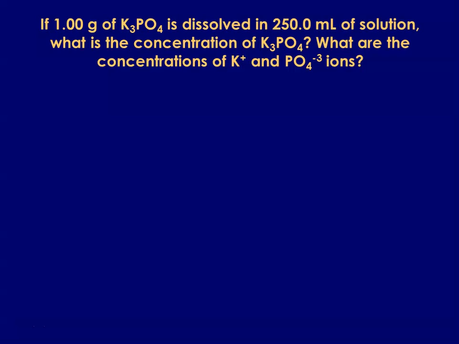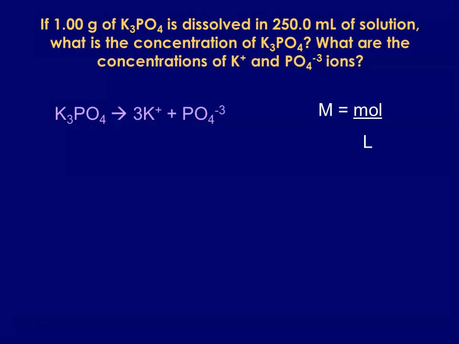Here we have 1 gram of K3PO4. We're dissolving it in 250 mL of solution. We want to know the concentration of K3PO4. And this time I do think you're going to see a difference in your ions. You have 3 potassium ions being produced from 1 potassium phosphate molecule, as well as 1 phosphate ion.